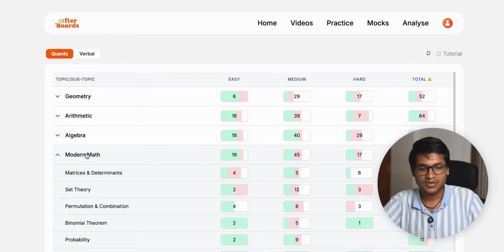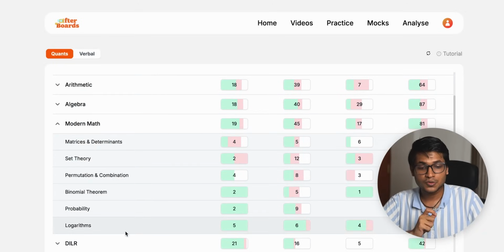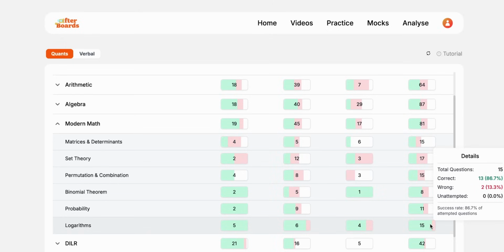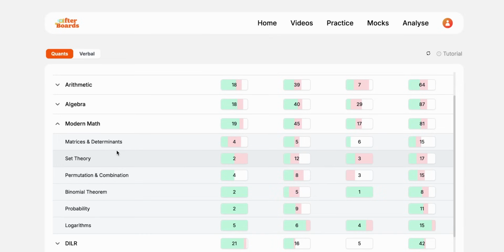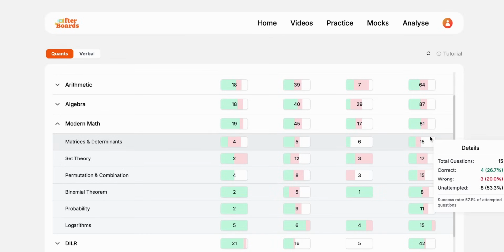Now, if you look at modern math, we are able to see that this student knows logarithm really well. Out of 15 questions, they got 13 correct. That means, okay, logarithm is their strong suit. They don't have to practice too much now. They need to focus on their weak points like matrices and determinants.